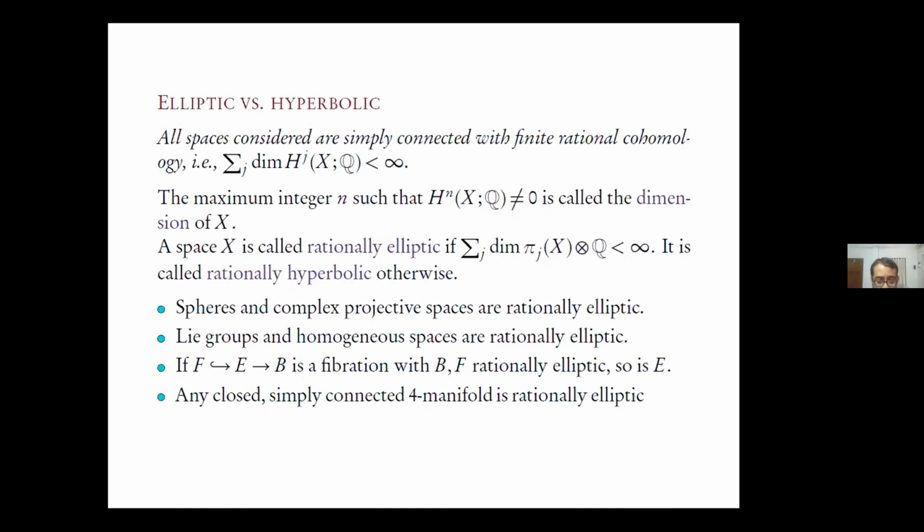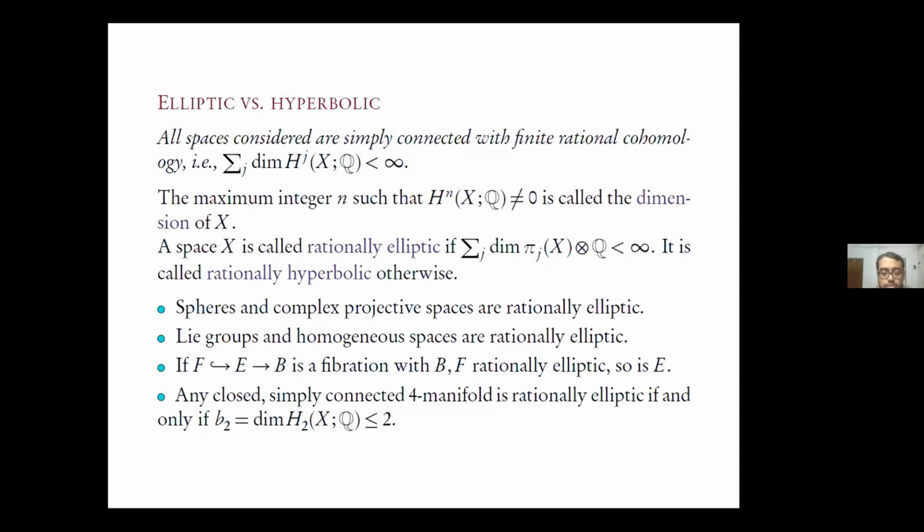So the statement here is that such a 4 manifold is rationally elliptic if and only if the second Betti number is at most 2. So if the second Betti number happens to be 3 or more, the 4 manifold will necessarily be rationally hyperbolic, meaning this sum is going to be infinite, okay? Which in particular means that you're expected to see infinitely many Qs in the rational homotopy groups of such a manifold, right?